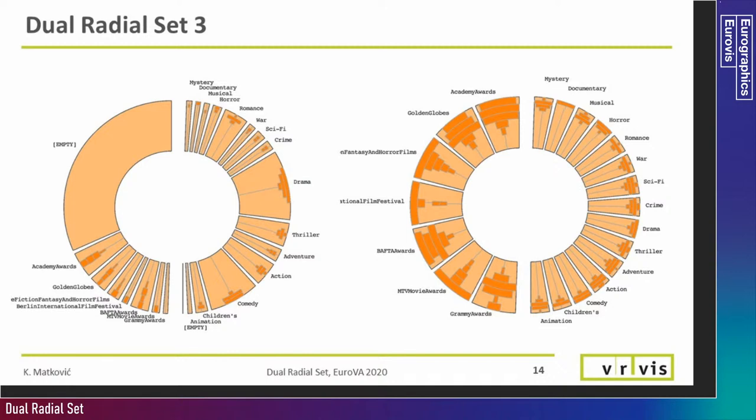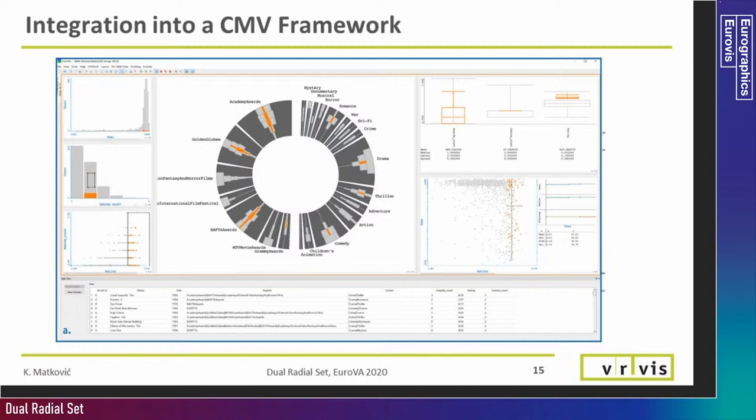So, this dual radial set is fully integrated in a proper multiple view framework. You can brush in any views. We see here some scatter plots, some histograms, box plots, and everything that is brushed you can see in the dual radial set. And of course, you can see the details on demand in the lower part, the table. You have a table with your actual data. And if you take a look at the table, we have these set type dimensions, where we list the names of the elements of the set divided by a vertical bar.